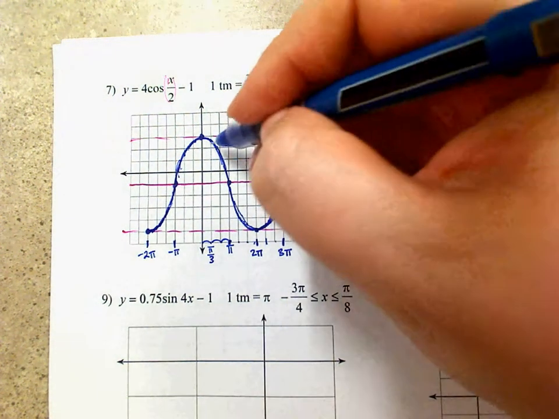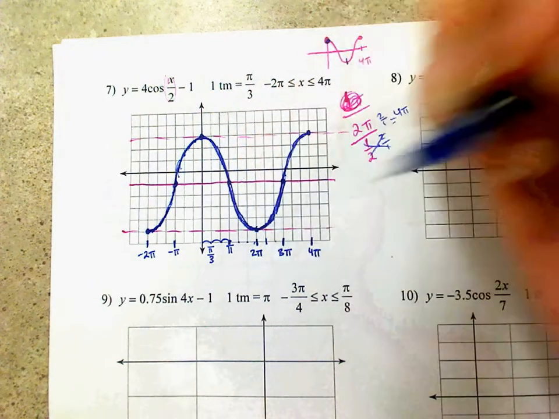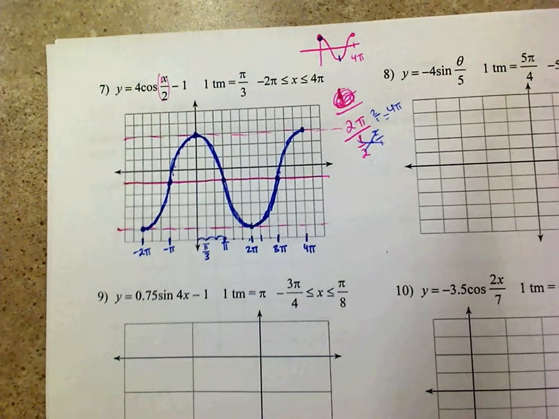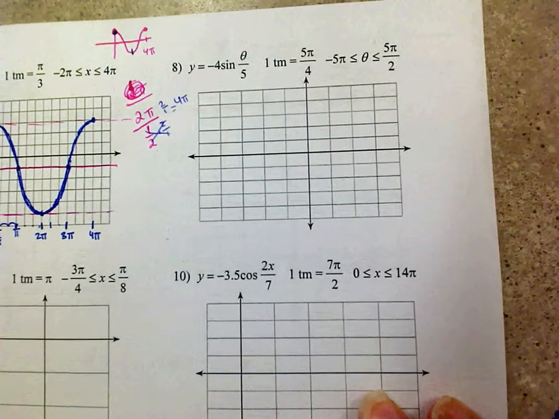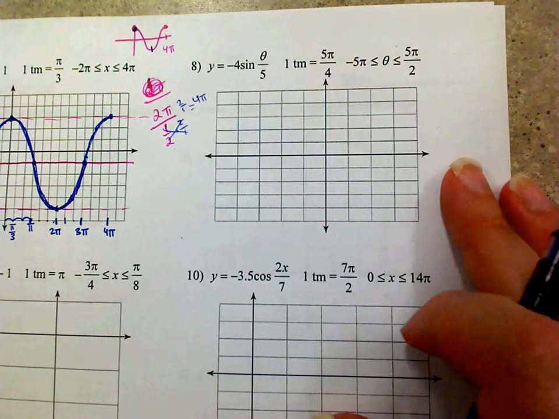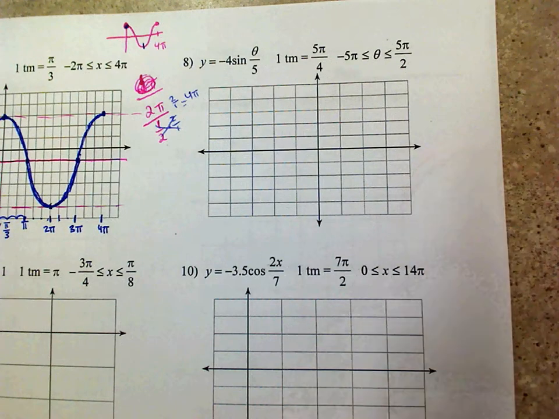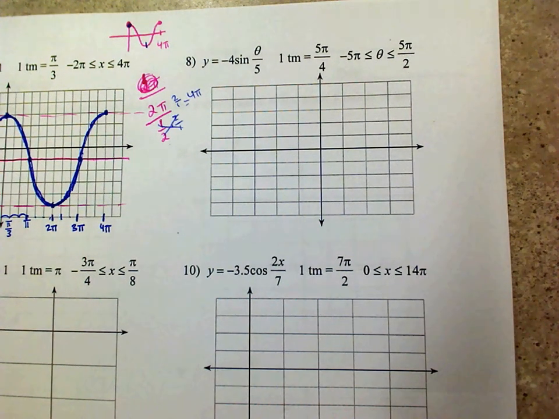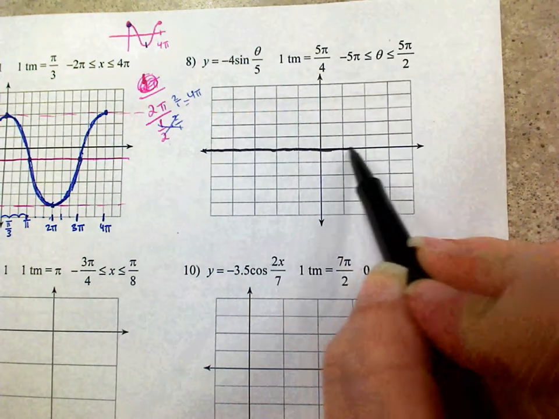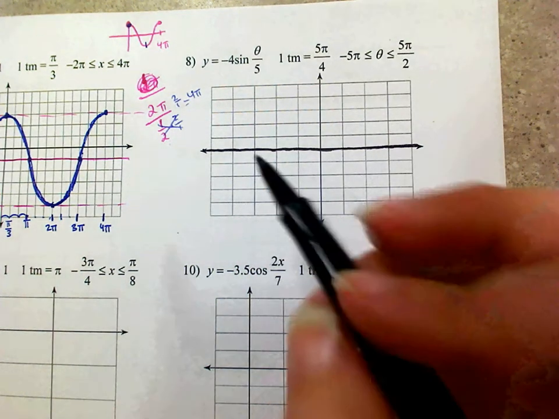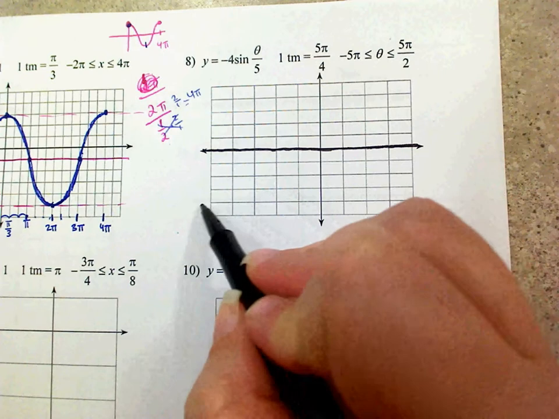Okay, number 8. Number 8 has a negative sine wave, no midline, and an amplitude of 4. So I'm going to go ahead and draw, I'm going to bold my x-axis for my midline, and 1, 2, 3, 4 for my amplitude. 1, 2, 3, 4.